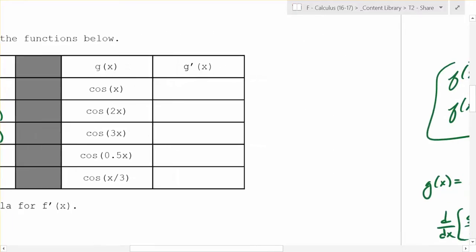What about over here? The derivative of cosine is negative sine x, right? What's the derivative of cosine 2x? You have to use the chain rule. So it's going to be negative sine x, but what's going to go on the outside?